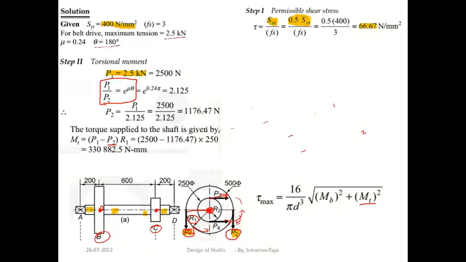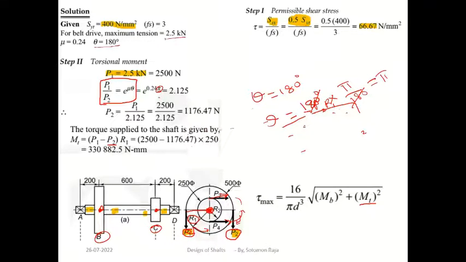So the theta value is 180 degrees. I have to convert this into radians. To convert any degree value into radians, you multiply the degree value by pi by 180. The 180 cancels, and the remaining answer is pi. So here the mu value is 0.24 and the theta value is pi.